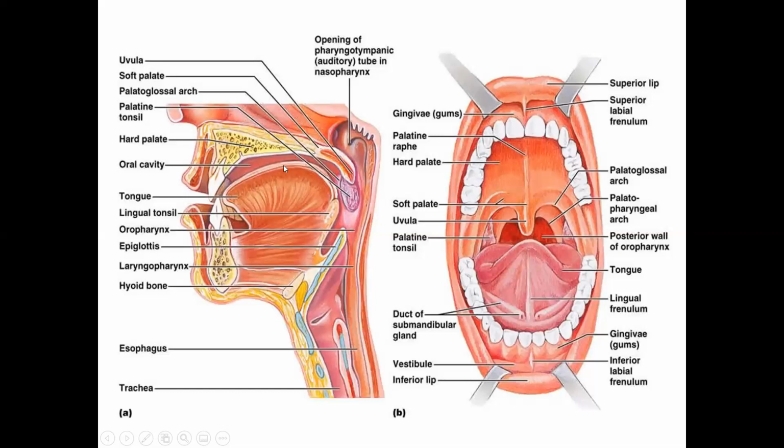As the oral cavity is a cavity, it has boundaries: it has the roof, it has the floor, it has the lateral boundaries. So the roof of the oral cavity is formed by the hard palate, because the oral cavity is inferior to the nasal cavity.